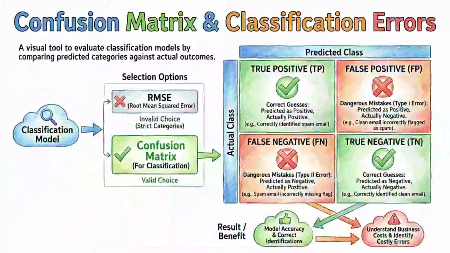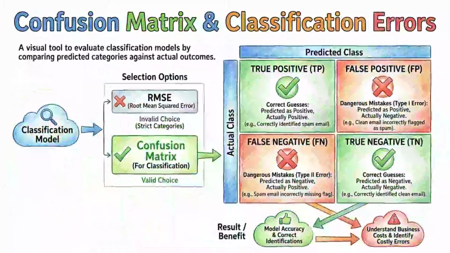However, if you built a classification model to sort data into strict categories, you cannot use RMSE, and must instead rely on a beautiful visual tool called a confusion matrix. A confusion matrix is a simple four-square grid that shows exactly where your classification model is getting things right and where it is getting wildly confused. It tracks your true positives and true negatives, which are the correct guesses, alongside your false positives and false negatives, which are the dangerous mistakes.